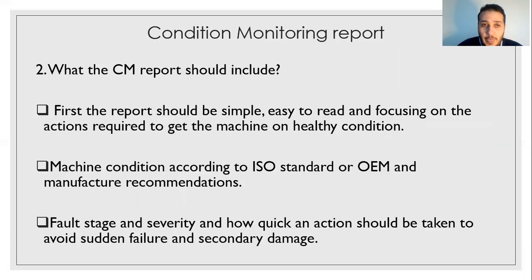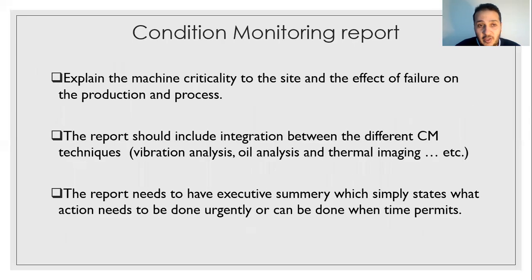The CM report should include, first, the report should be simple, easy to read, and focused on the action required to get the machine to a healthy condition. The machine condition according to the ISO standard or OEM and manufacturer recommendation, fault stage and severity, and how quickly action should be taken to avoid sudden failure and secondary damage. Explain the machine criticality to the site and the effect of failure on the production process.